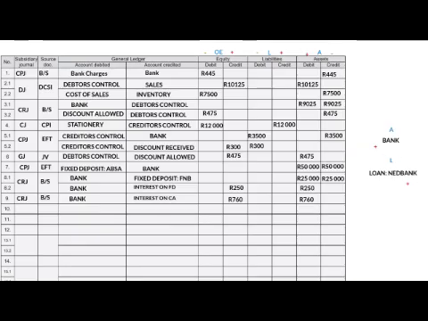So let's put this into our answer sheet. The journal involved is our cash receipts journal because we are receiving money in the form of a loan. Our source document is our bank statement. The account debited is bank. The account credited is loan Nedbank, 80,000 in the credit column of liabilities, and 80,000 in the debit column of assets.